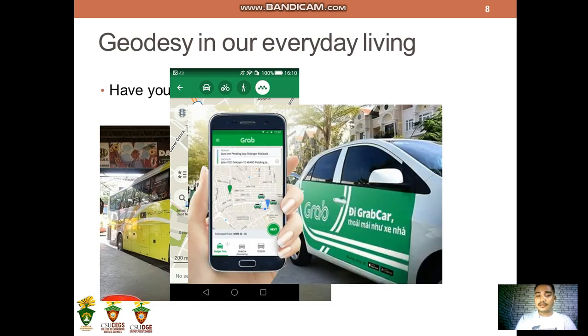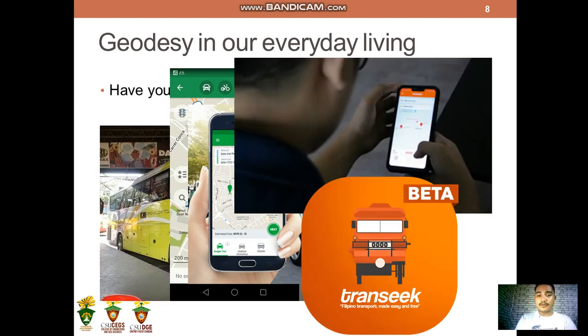And Grab, the Grab application. This is an application to book taxis, especially for those accustomed to metro cities like Cebu, Manila, and even Butuan City. Or maybe some of you have tried Transeek. It's a local application for Butuan City, made by the students of Caraga State University. Transeek is like Grab, the difference is that what you book is a pedicab, not a taxi.